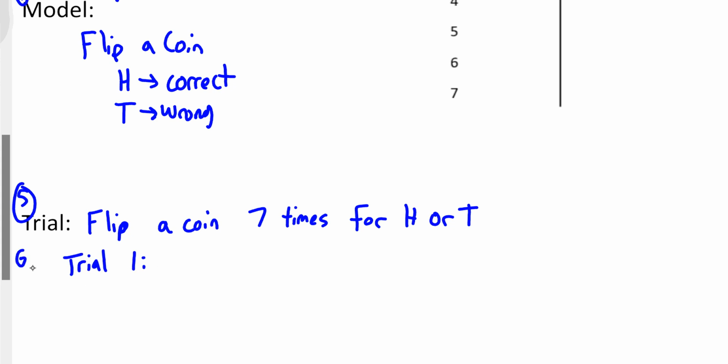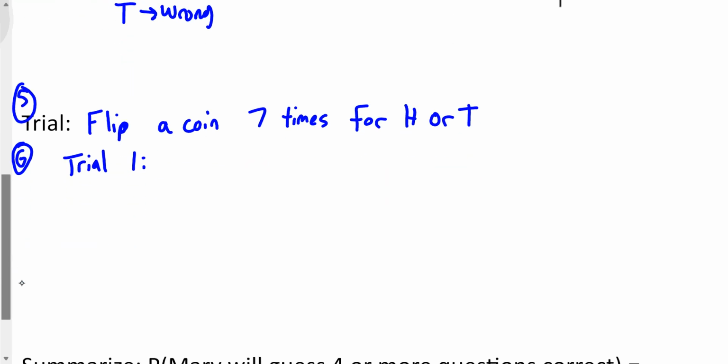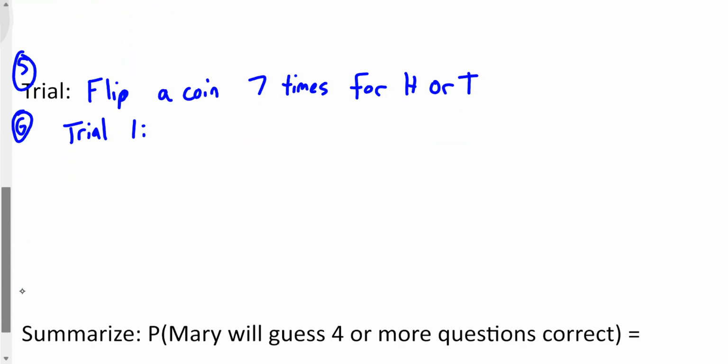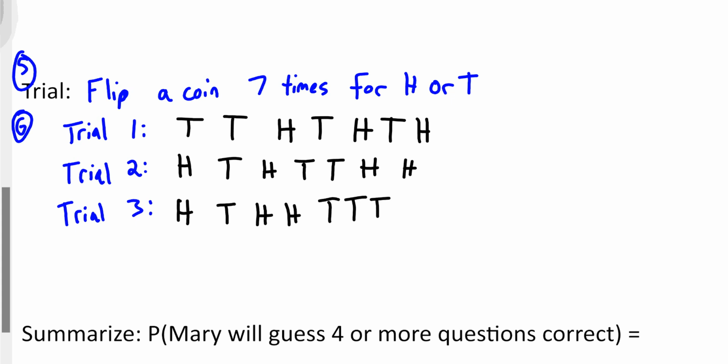This is number 6. You actually should conduct 3 trials and explain what they mean, in context. So if I want to do that, I will list them all here. So trial 1, trial 2, and trial 3. Here we go. There's my results from each of the 3 trials.